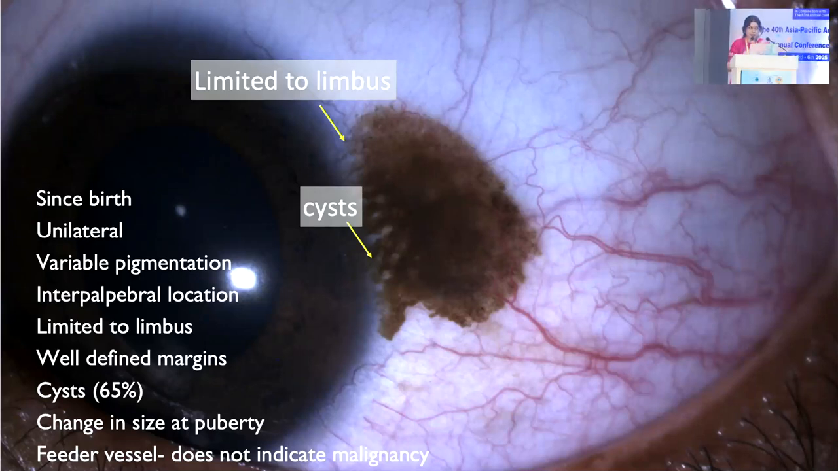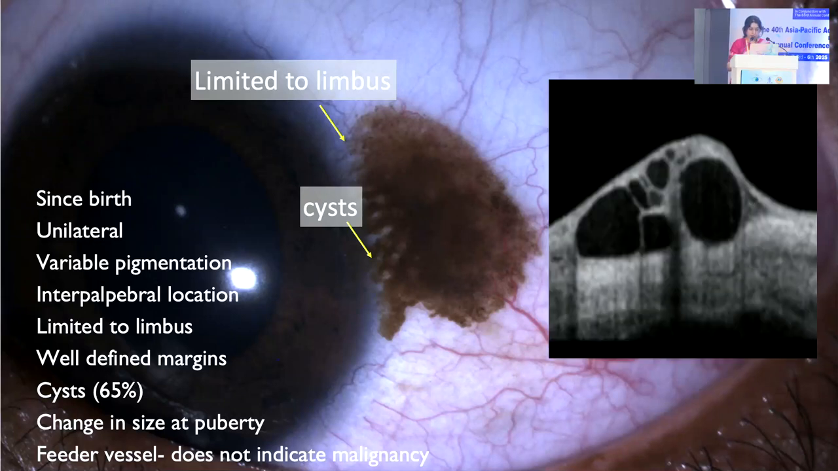The diagnosis is essentially clinical, where conjunctival nevus is usually present since birth, is unilateral, variably pigmented, and well defined in the interpalpebral location, limited to the limbus. Majority of them have cysts. There can be a change in size at puberty, and feeder vessels can be present, and they do not always indicate malignancy. So to confirm, we can further go ahead with an AS-OCT, where the lesion is seen as a subepithelial lesion with cysts.